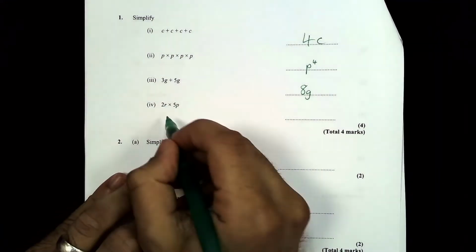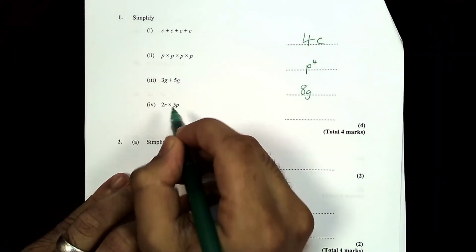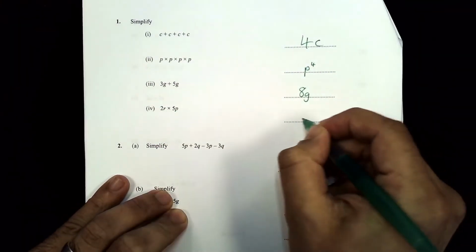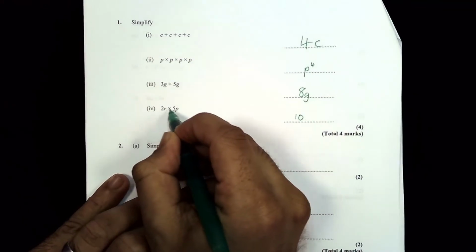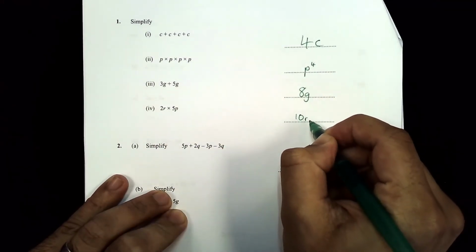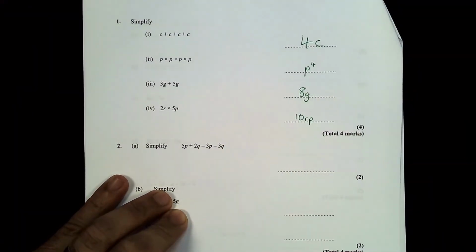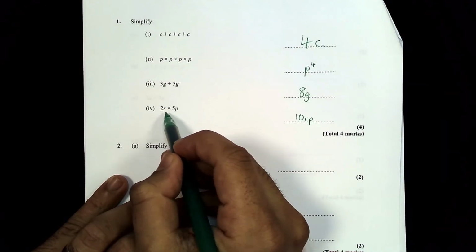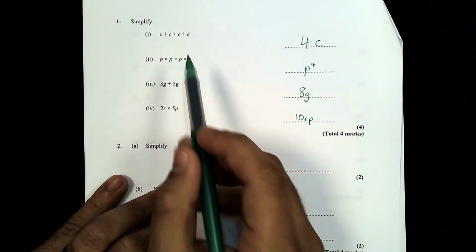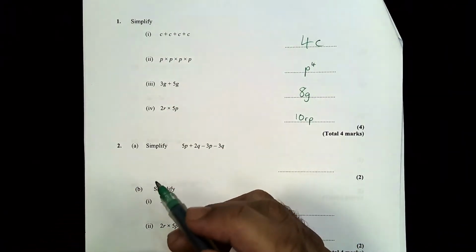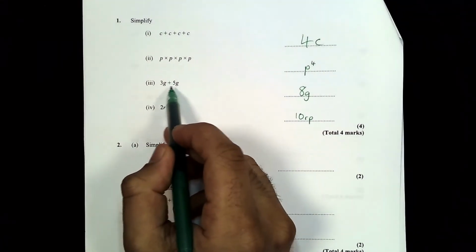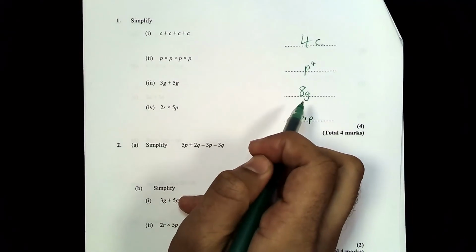And finally, 2R times 5P. So you can multiply the numbers together. 2 times 5 is 10. R times P is RP. So you just write the letters next to each other. When you're multiplying, you are allowed to bring them together. When you're adding or subtracting, if they're different letters, then you don't bring them together. Because these were the same, G's add G's, then I can just bring them together.